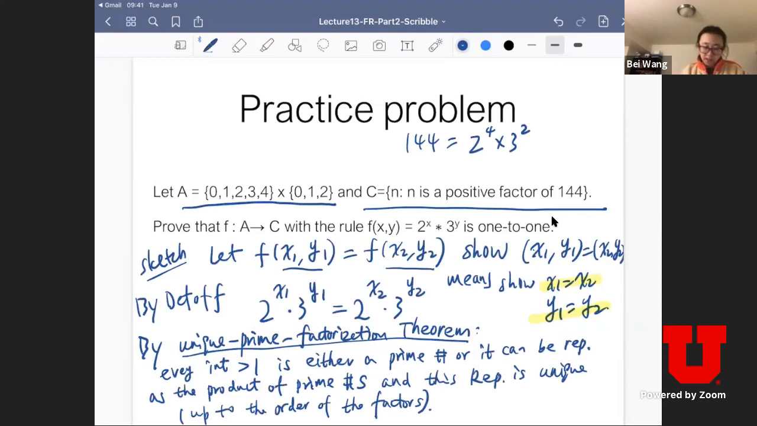So by applying this theorem, there is a unique way to factor the number 144. We have x1 equal to x2, y1 equal to y2. Therefore, (x1, y1) equals (x2, y2). Therefore, the function is one-to-one.